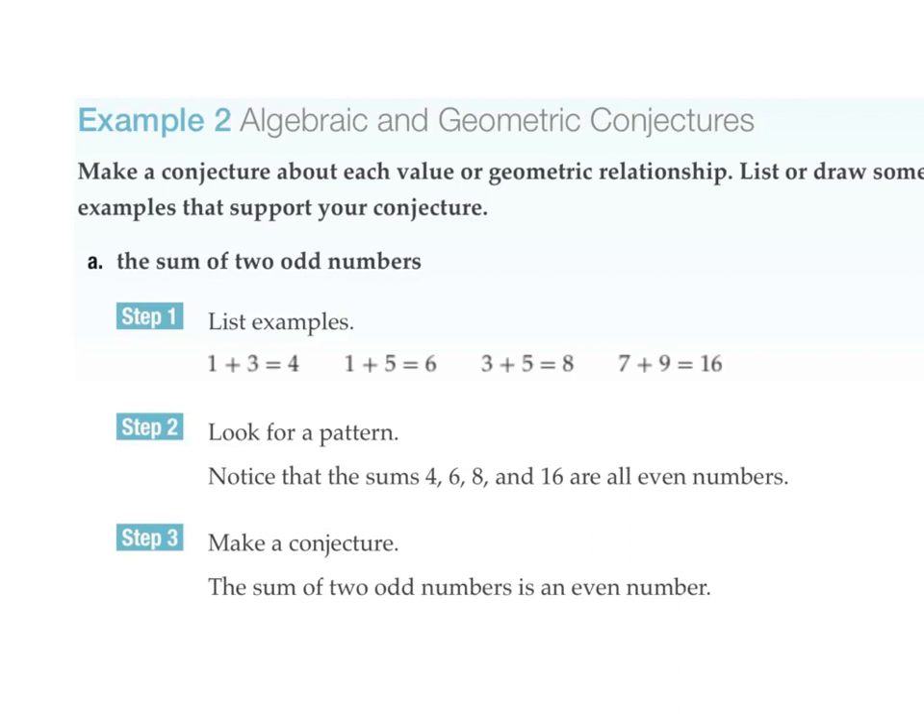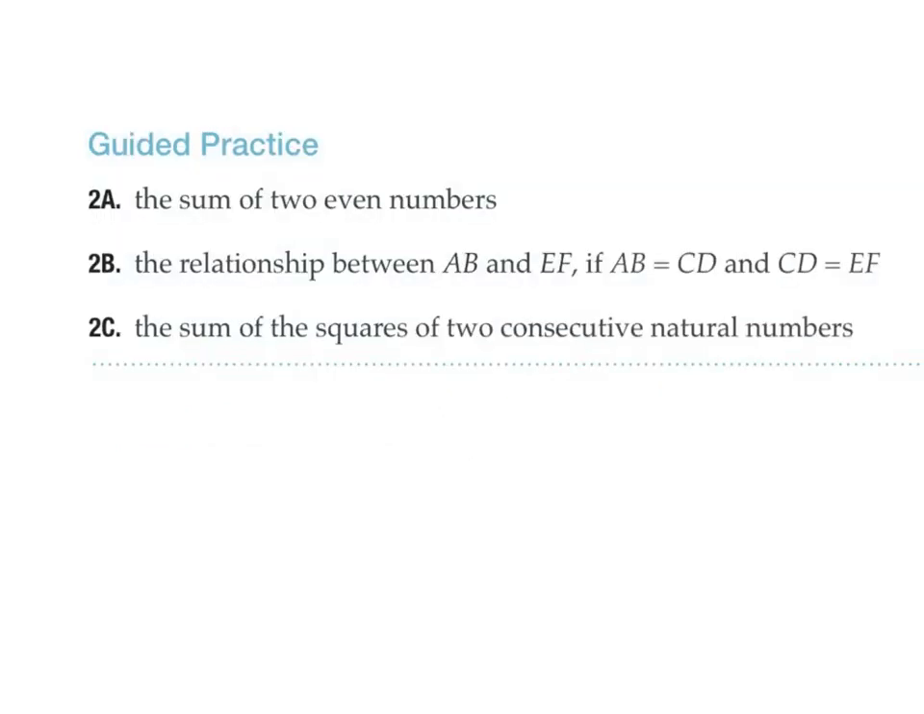Now, don't forget you do this in science anyway, but to make a conjecture: the sum of two odd numbers is always an even number. Simple, easy, but look at the numbers they've used, small numbers. So don't start making huge numbers right at the beginning, keep them relatively small. There's a few more for you to practice on. You've now done the sum of two even numbers. The relationship between A and B, if AB equals CD and CD equals EF, work it through. A lot of geometry in that one.